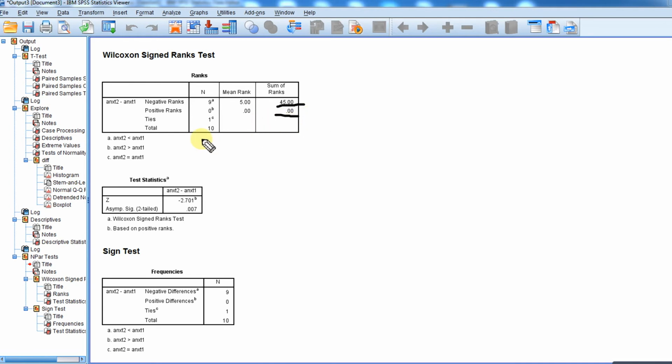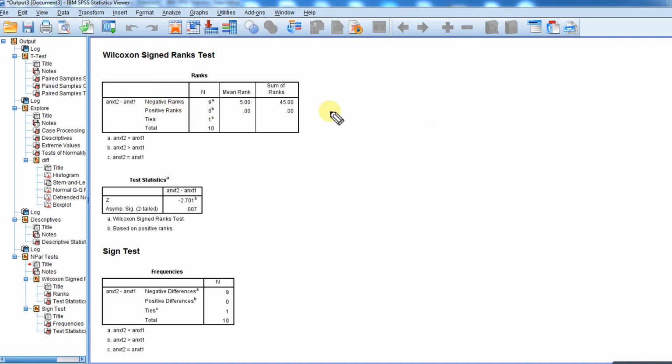If the converse were true, let's say that we had 45 for the positive ranks and let's say 20 for the negative ranks or something like that, then that would indicate that our scores would actually be increasing from time 1 to time 2.